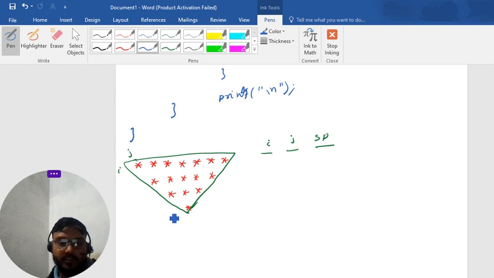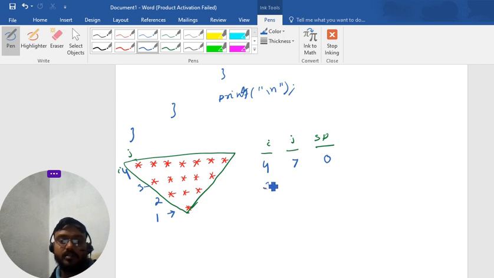So let me go in a different way. This is 1, 2, 3, then 4. If I value is 4, what is my J value? J value is 7. Whatever space is 0.